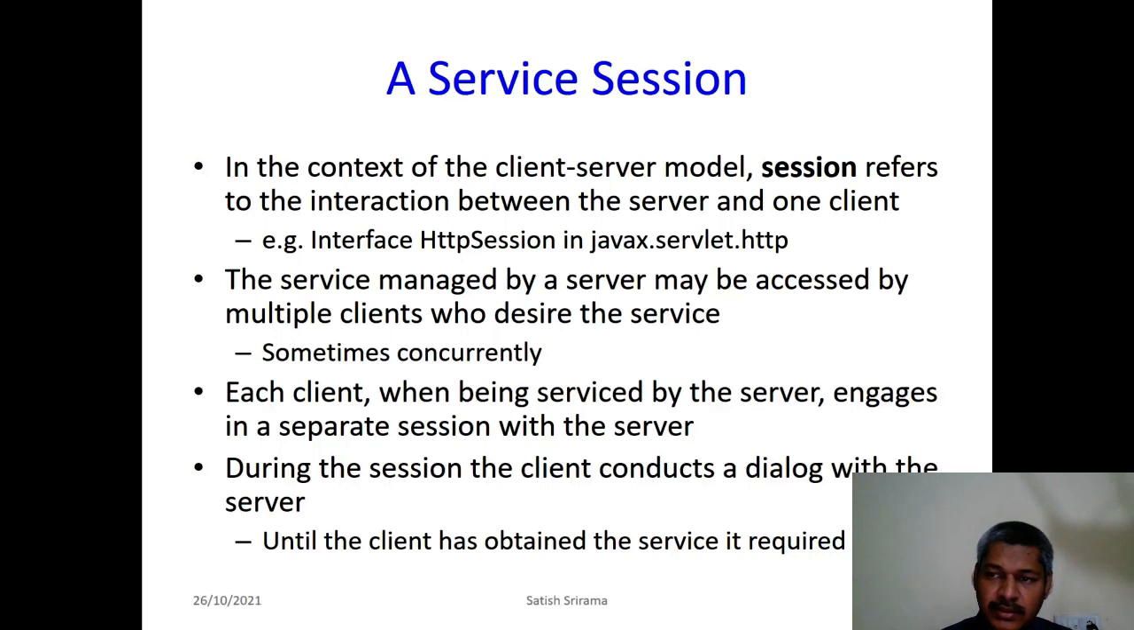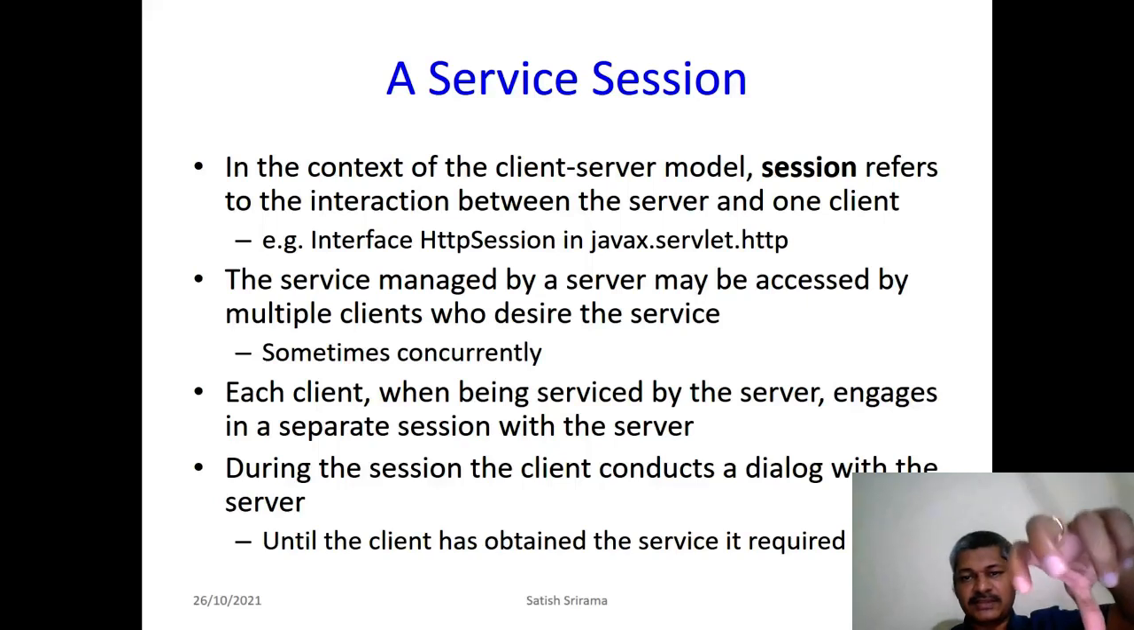The service which is managed on the server may be accessed by multiple clients, and several times these clients are trying to interact with it concurrently as well. Then each client which is being serviced by the server engages in a separate session with that particular server. So for each and every client which is trying to communicate with the server, you have a session established. Within that session, the client conducts a dialogue with the server until the client has obtained all the service that he required. That's the fundamental idea.